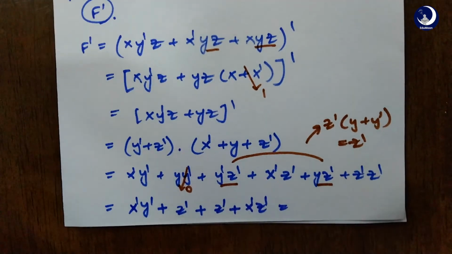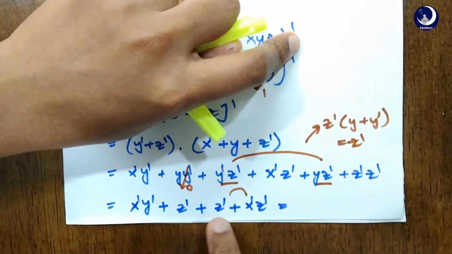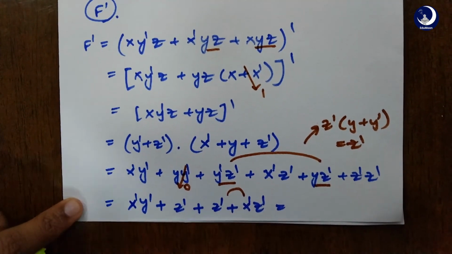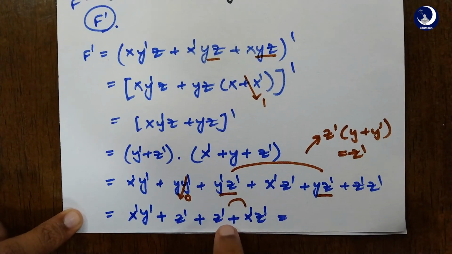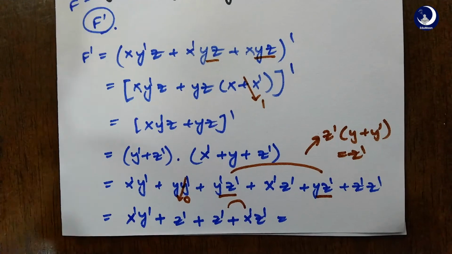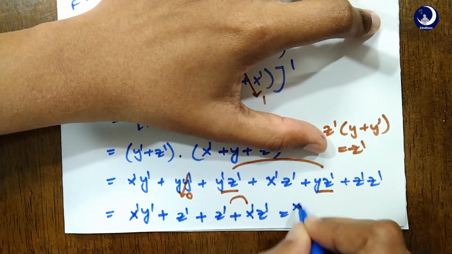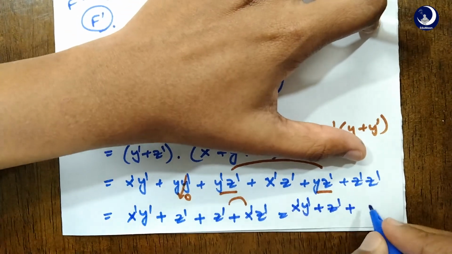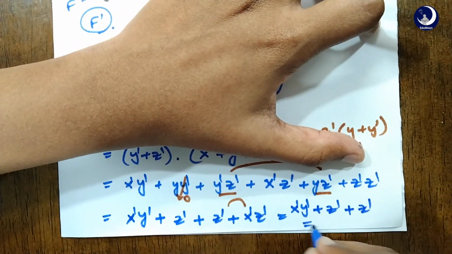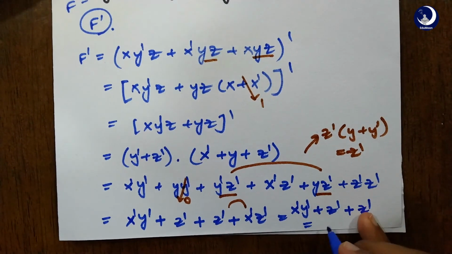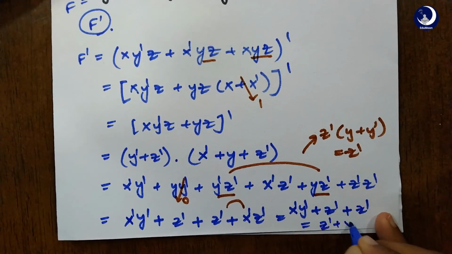Now if you consider these two terms like z bar and x bar z bar, you can take z bar to be common and 1 into 1 plus x bar, which is equal to 1 again. So it is written like x bar y bar plus z bar plus z bar, which is again z bar plus z bar. It is also equivalent to single z bar. So your final answer will be z bar plus x bar y bar.